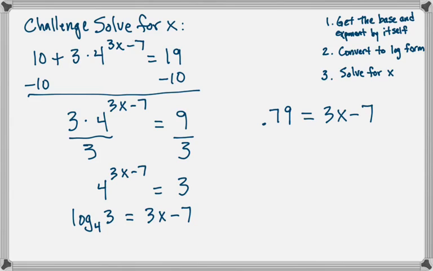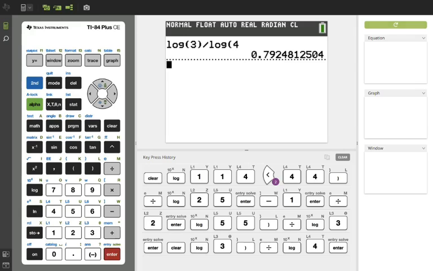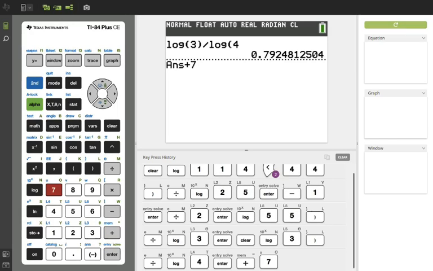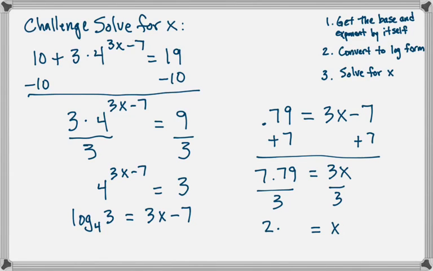And now it's a simple linear equation to solve. We're just going to add 7 on both sides. Get 7.79 equals 3x. And then we'll divide both sides by 3. And I'll go ahead and put that on my calculator and see what that gives me. So over on my calculator, I've got my logarithm right there. And so I'm going to add 7 to that, which I already did. And then I'll divide that answer by 3. And so I get, looks like 2.6. So x equals 2.6.